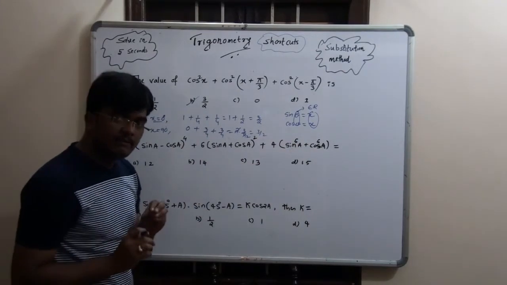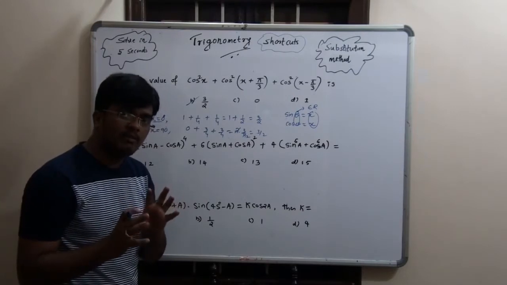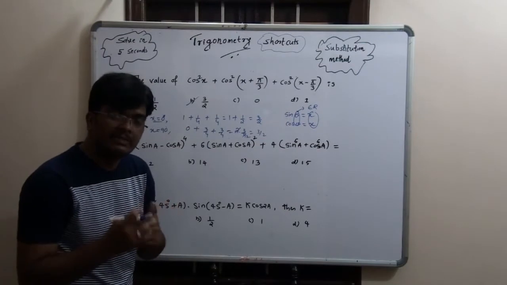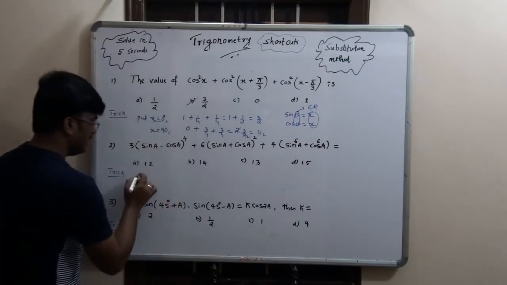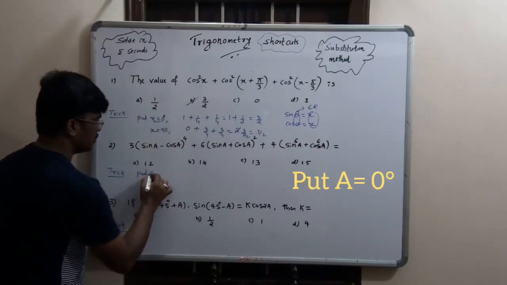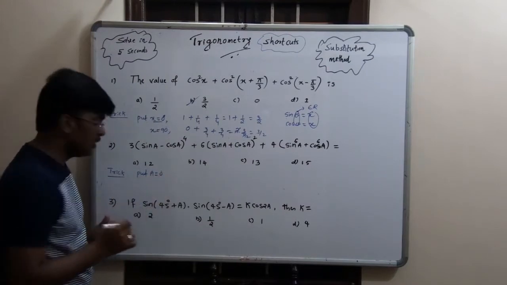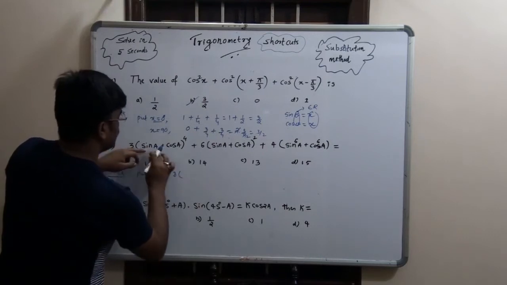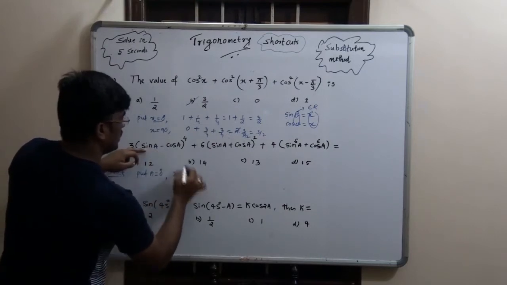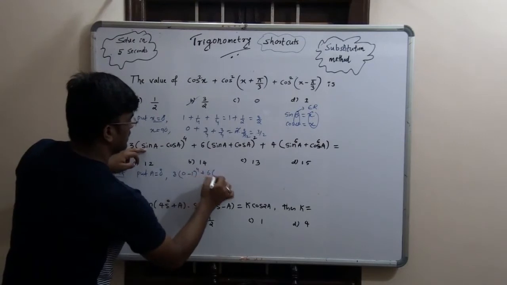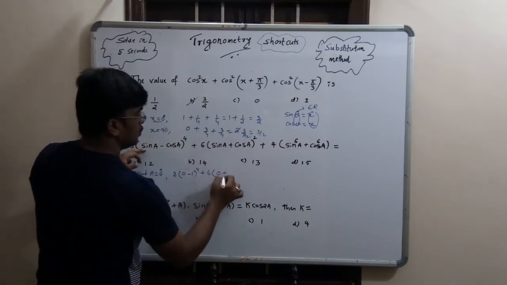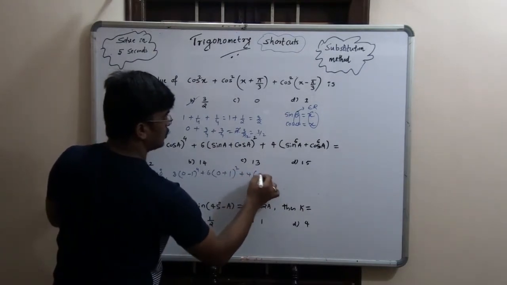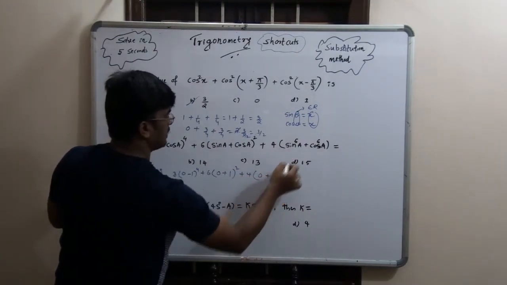So remember friends, whenever sin and cos comes, the first priority goes to either 0 degree or 90 degree. Now let me put a is equal to 0 degree. Here the domain part is a. What will happen here? So 3 times sin 0 value is 0, cos 0 value is 1, to the whole raised to 4. Plus 6 times sin 0 value is 0, cos 0 value is 1, whole square, plus 4 times sin 0 value is 0 plus cos 0 value 1, 1 to the power 6 is 1.